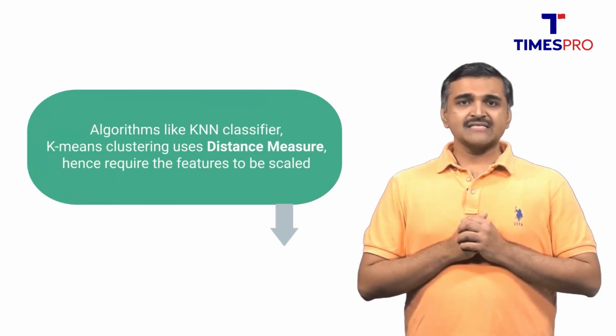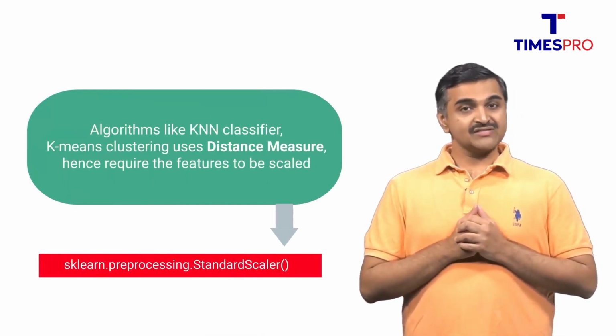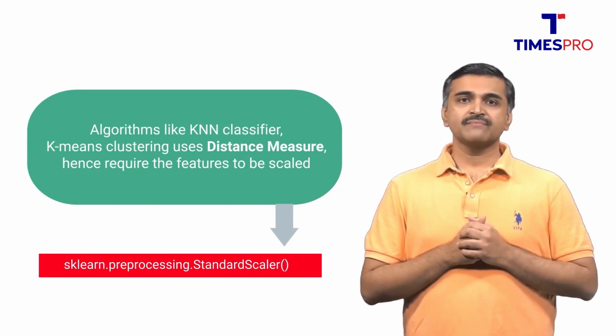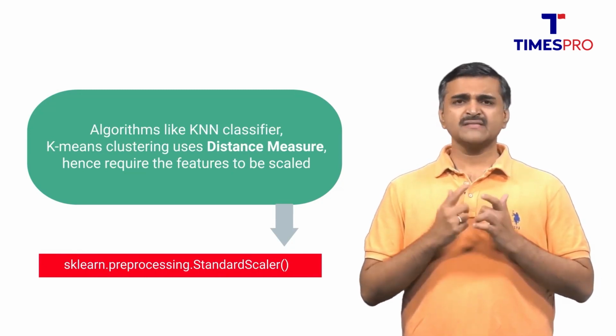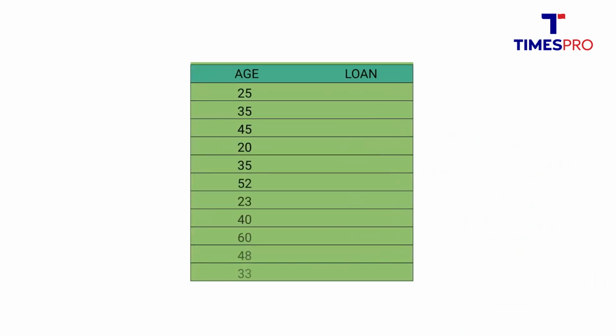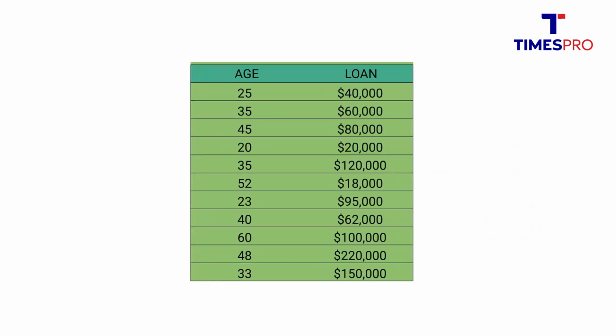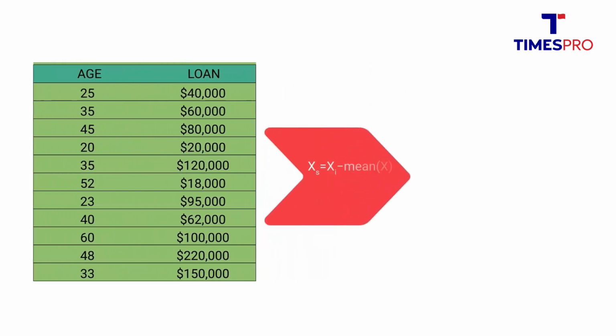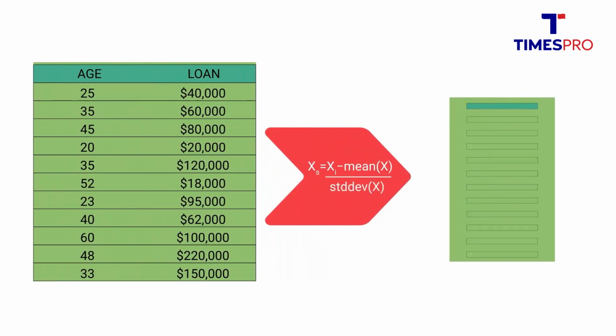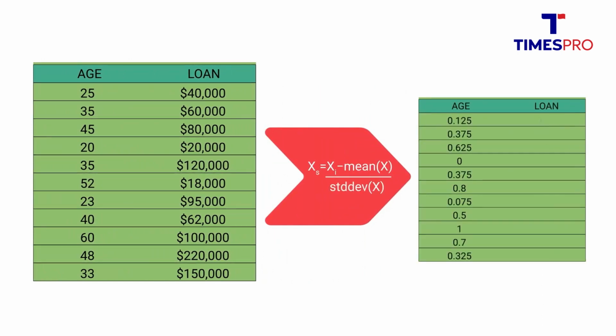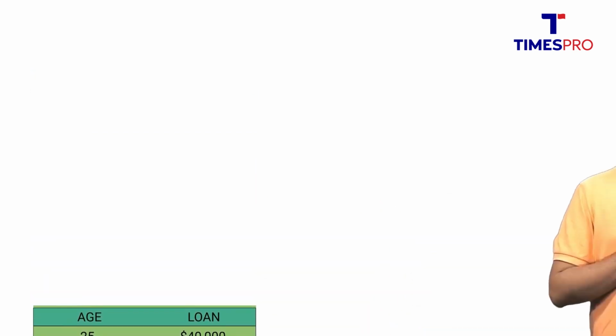Algorithms like KNN classifier, k-means clustering, etc. use distance measures, hence require the features to be scaled. For example, let's consider the age and loan features. Both these features are on a different scale. The StandardScaler method of Scikit Learn is going to scale the data by subtracting every column by its mean and dividing by its standard deviation. This is going to ensure that every column is on a uniform scale.